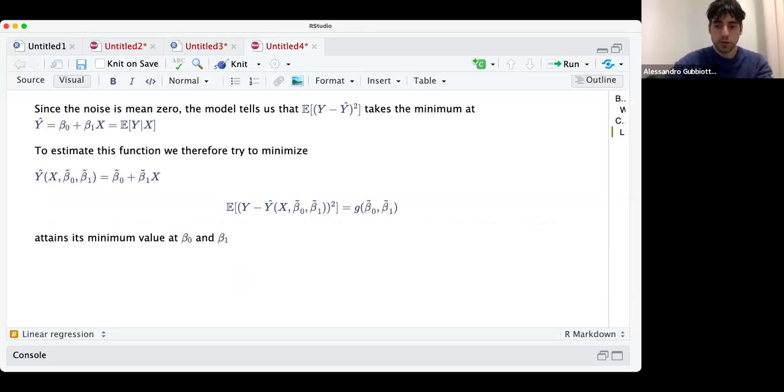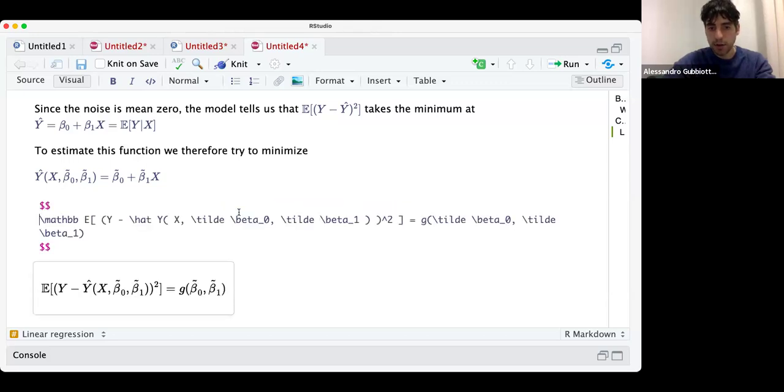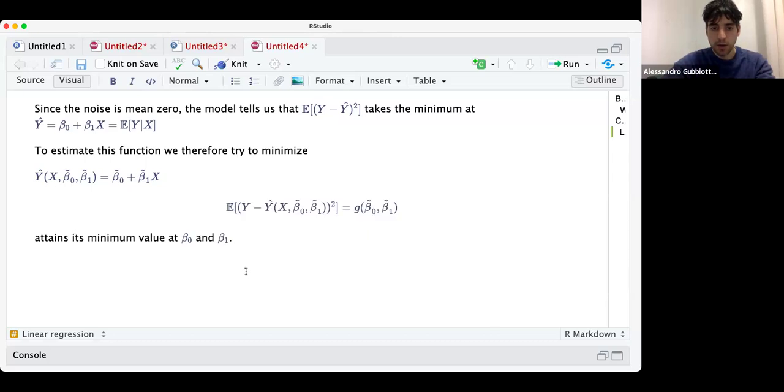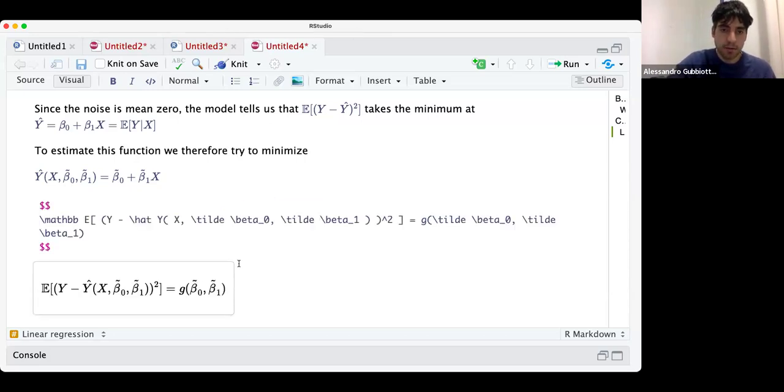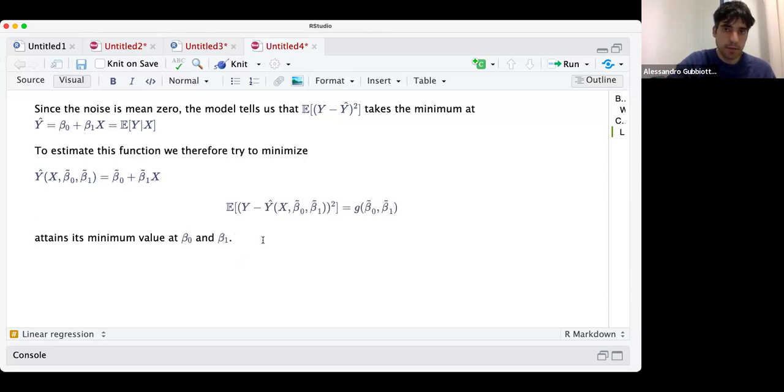And to estimate this, since we only have a sample, we can compute this quantity only where we have the sample. So we will use that fact. In the next hour, we will try to minimize this function when we have only the sample. If you have any question, I'm here to answer. See you in 10 minutes.